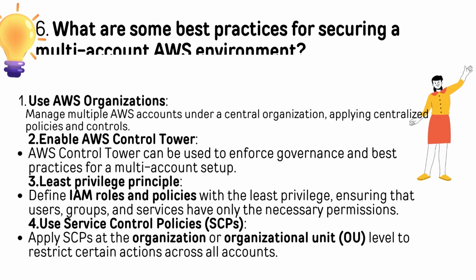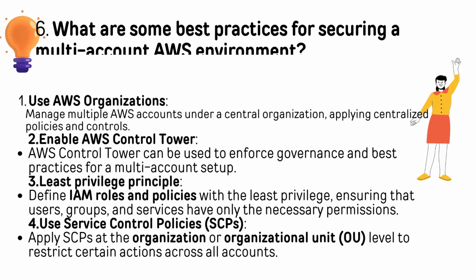6. What are some best practices for securing a multi-account AWS environment? 1. Use AWS Organizations. Manage multiple AWS accounts under a central organization, applying centralized policies and controls. 2. Enable AWS Control Tower. AWS Control Tower can be used to enforce governance and best practices for a multi-account setup. 3. Least privilege principle. Define IAM roles and policies with the least privilege, ensuring that users, groups, and services have only the necessary permissions.